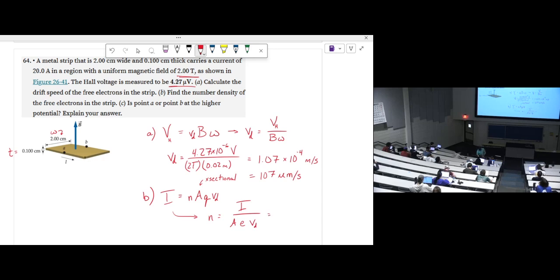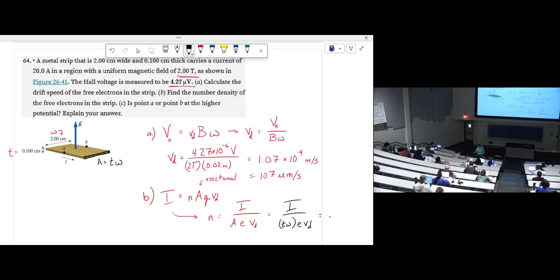And the cross-sectional area is going to be the area of this right here that I've drawn out on the end of the screen. Ooh, you can't see that at all. Let's see if I do it this way. This is the area perpendicular to the direction of the current here that's kind of hashed in black. So that's going to be equal to T times W. So n equals I divided by T W times e v sub D.